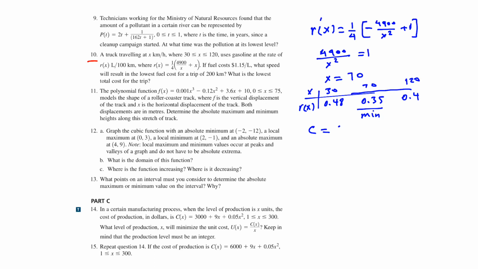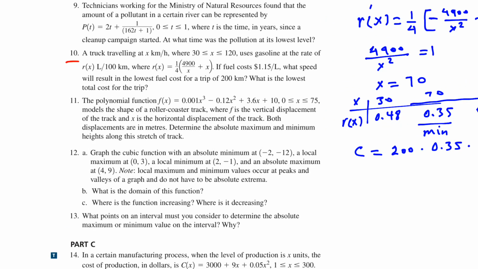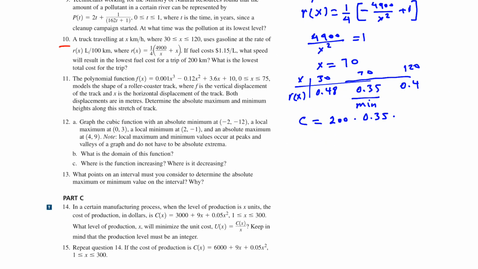Cost of the trip is 200 kilometers, 200 times rate times price per 100 kilometers. Price is $1.15 per liter. If we multiply this, we have the cost of the trip.